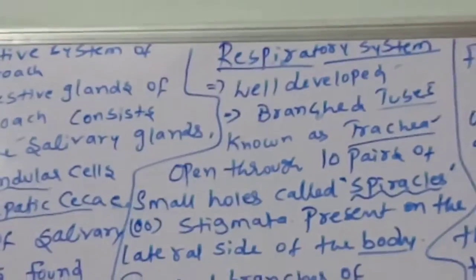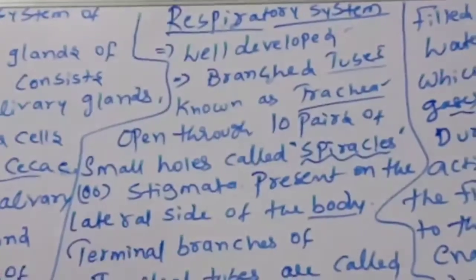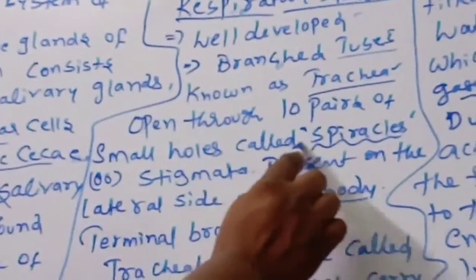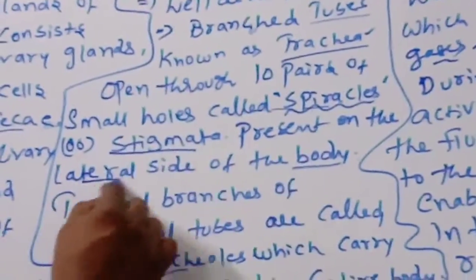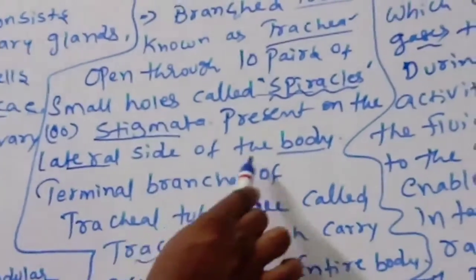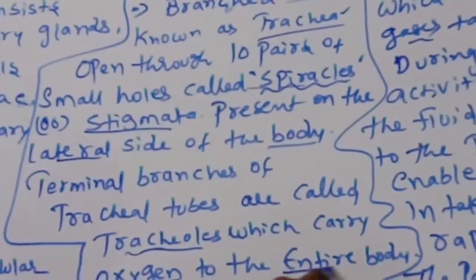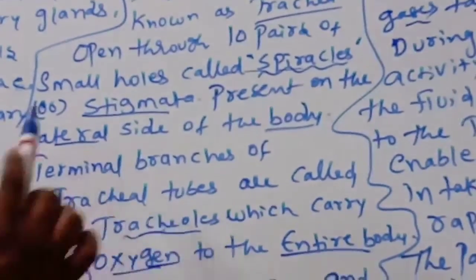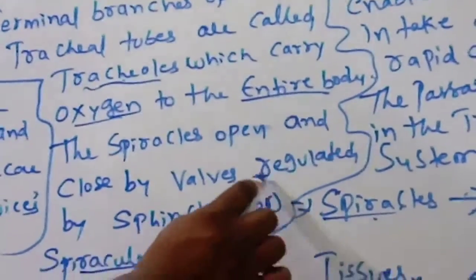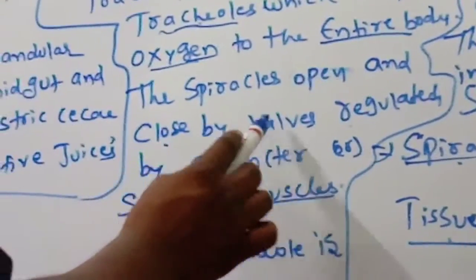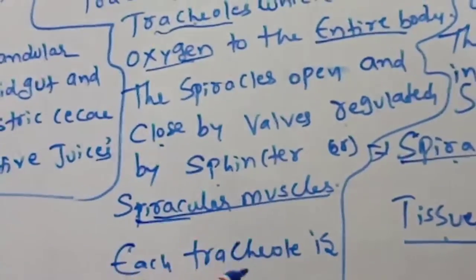They have a well developed respiratory system with branched tubes known as trachea, which open through 10 pairs of small holes called spiracles or stigmata present on the lateral side of the body. Terminal branches of tracheal tubes are called tracheoles, which carry oxygen to the entire body. The spiracles open and close by valves regulated by sphincter or spiracular muscles.